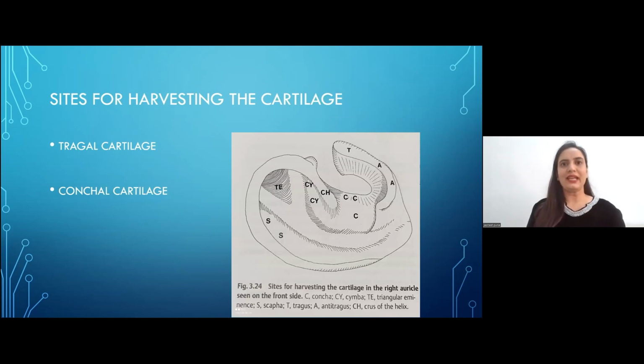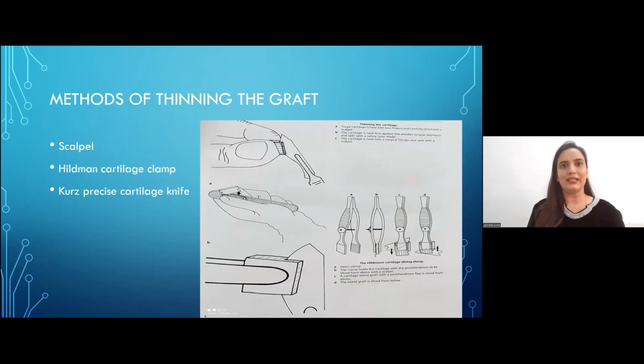Now, there are various sites from where we can harvest the cartilage. As you can see in this diagram, there are various sites like scaphoid fossa, crus of helix, triangular fossa, but the most commonly used cartilages are tragal and conchal cartilage. Conchal is preferred by some surgeons due to its concavity, but tragal seems to be used more often because it is harvested along the endaural route and it is less convex and comparatively thinner than the conchal cartilage.